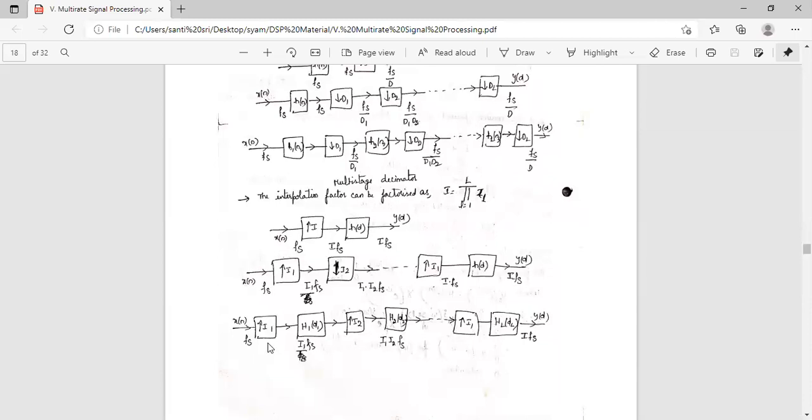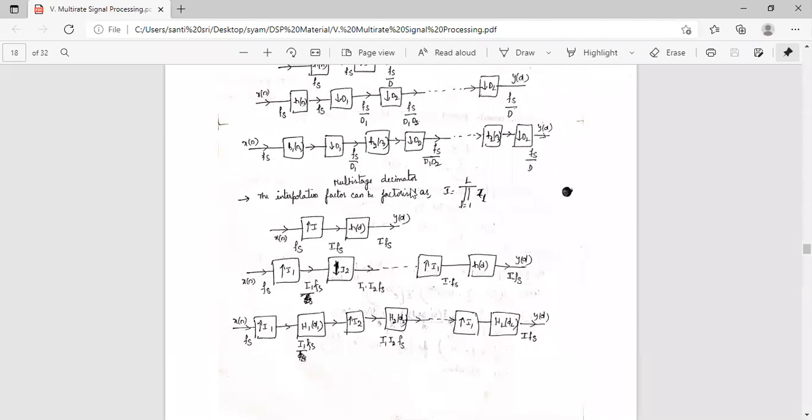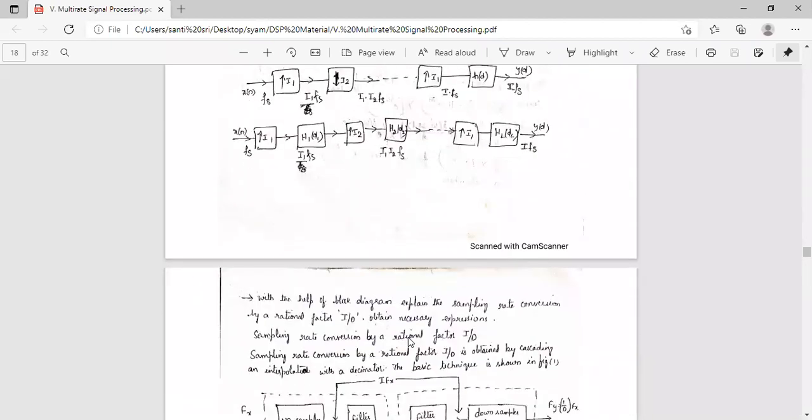So this is I1 into Fs. And this is I2. This is I1, I2 into Fs. If it is I3, I1, I2, I3 into Fs. And the last one, HL and IL, gives IFs. So this is the multi-stage interpolator. The one above is the multi-stage decimator. This is the multi-stage interpolator. So that is the solution for the question.